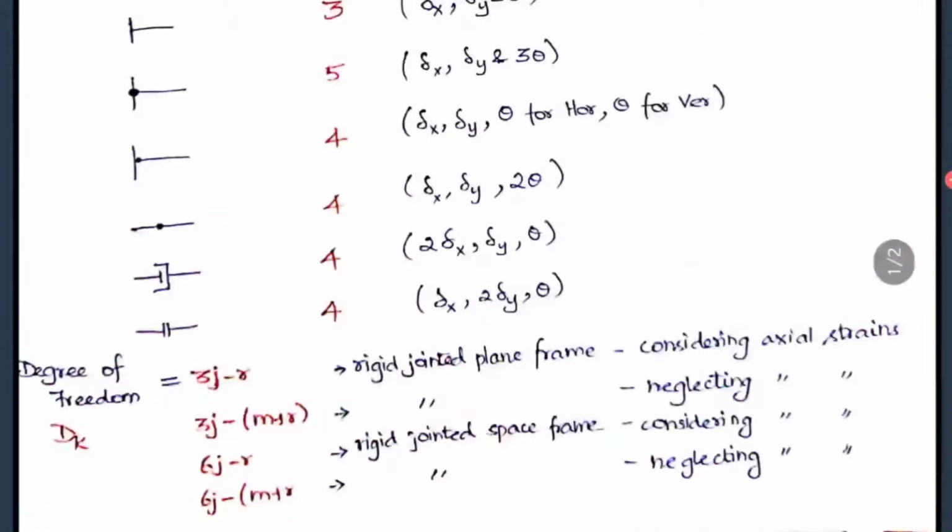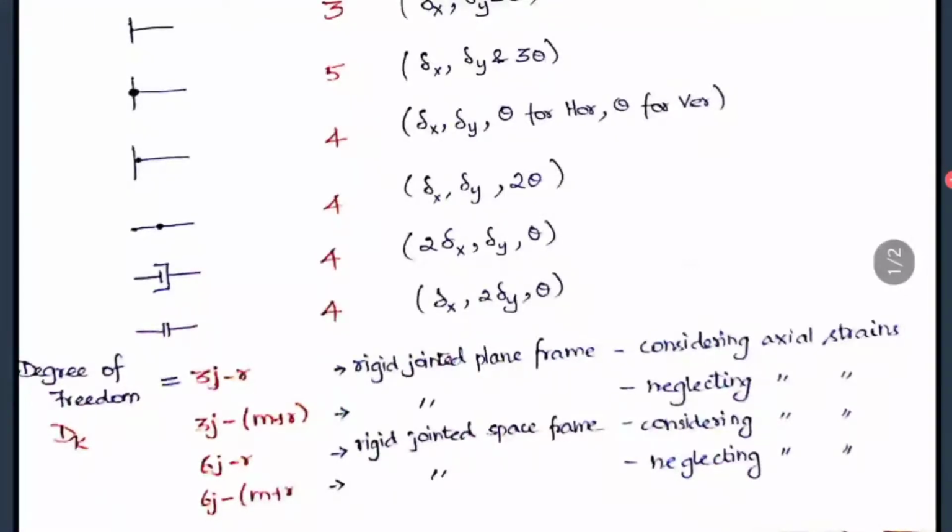So this is the degree of freedom or degree of kinematic indeterminacy. The formula is 3j minus r for a rigid jointed plane frame considering the axial strains. The same formula applies when neglecting the axial strain also, but you should subtract the number of members from it. So the formula is 3j minus r minus m.